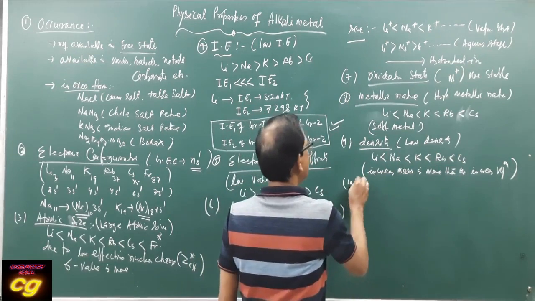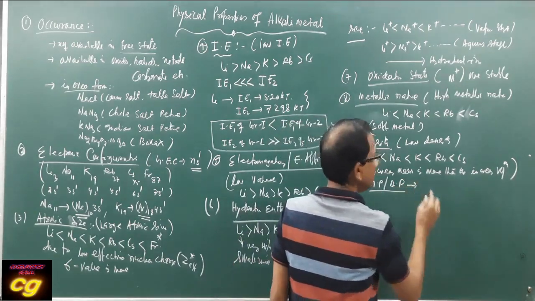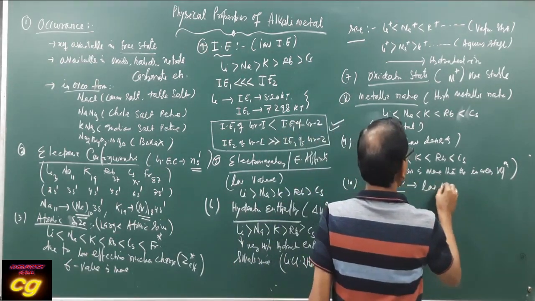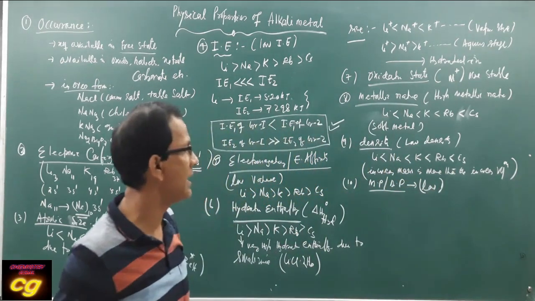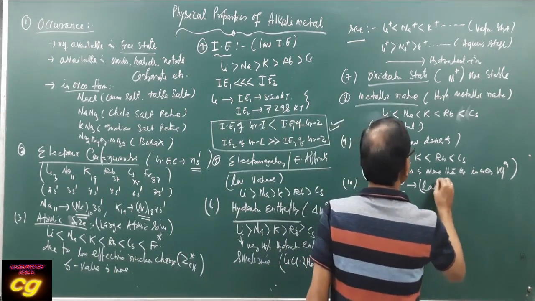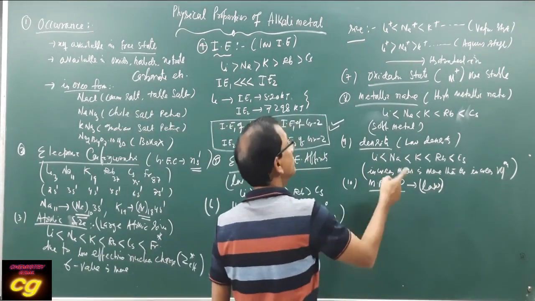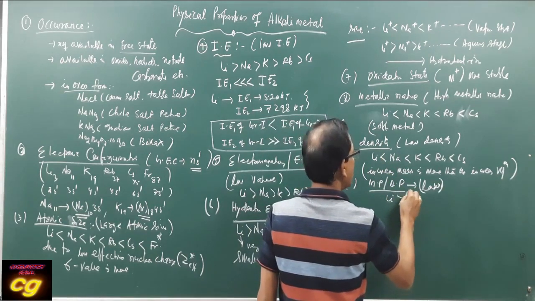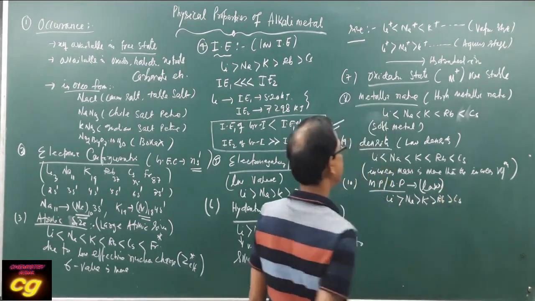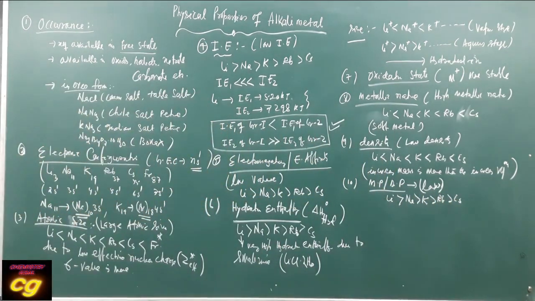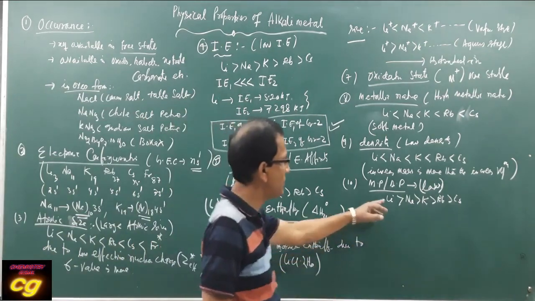Okay? Then melting point and boiling point. Melting and boiling points are generally low. What is the order? Lithium greater than sodium, greater than potassium, greater than rubidium, greater than cesium. So why is the melting and boiling point of lithium maximum?